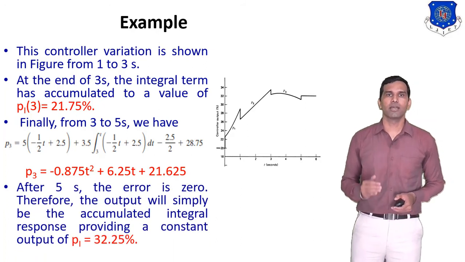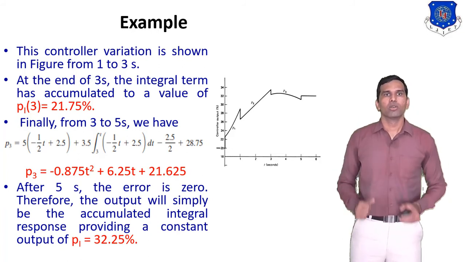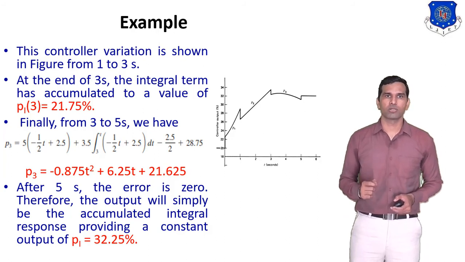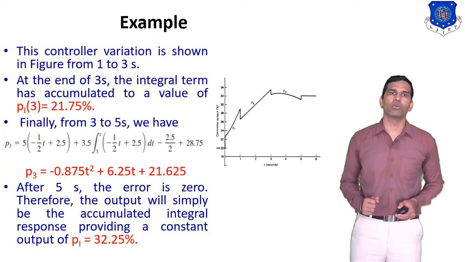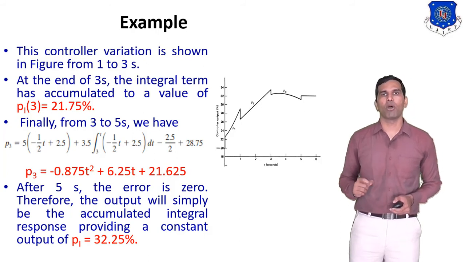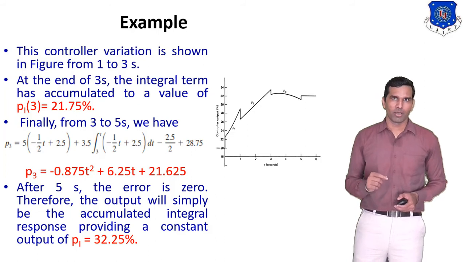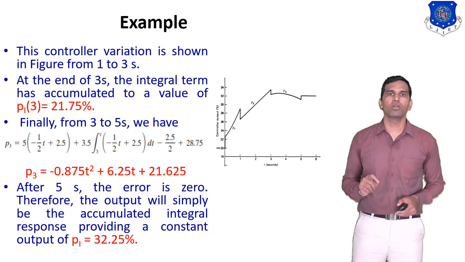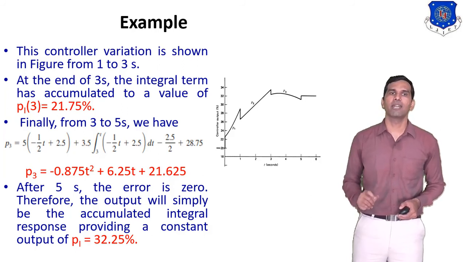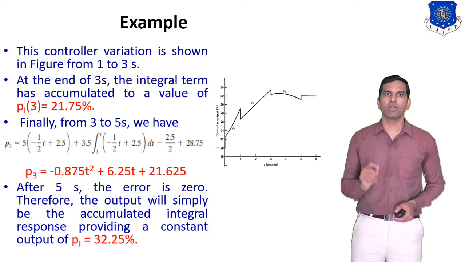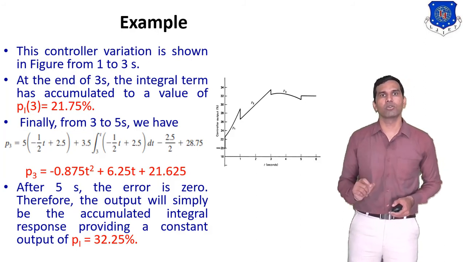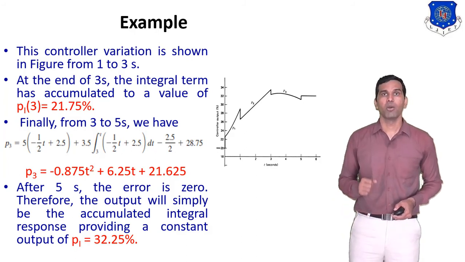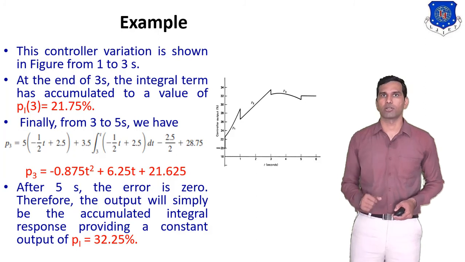After 5 seconds, the error is 0. Therefore, the output will simply be the accumulated integral response, providing a constant output Pi equals 32.25%. So we can see after 5 seconds the error is 0, and the output is the constant Pi equals 32.25%. This is the example of the PID controller response.